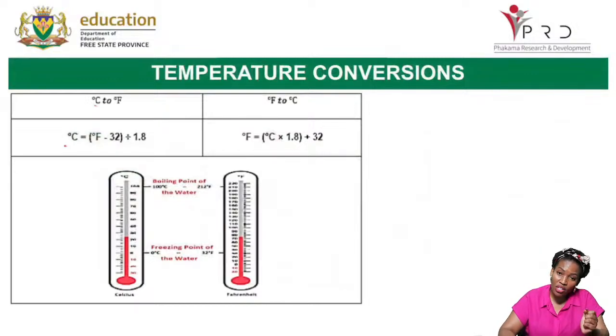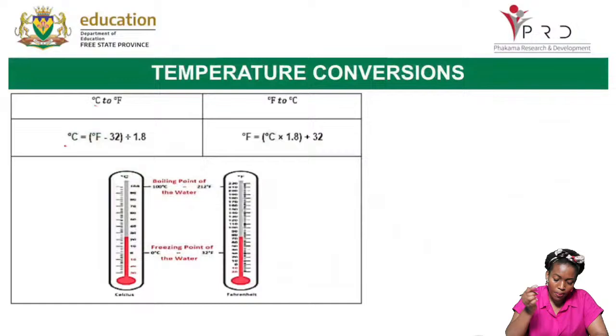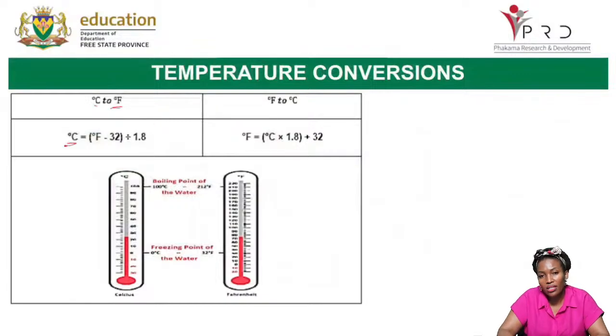But then that is the metric unit. We have what we call the imperial unit. The imperial units are those units that are used in other countries like the United States. So with the imperial units, they don't use degrees Celsius, but rather they use degrees Fahrenheit. So you will be expected, of course, to perform calculations between degrees Celsius and degrees Fahrenheit.